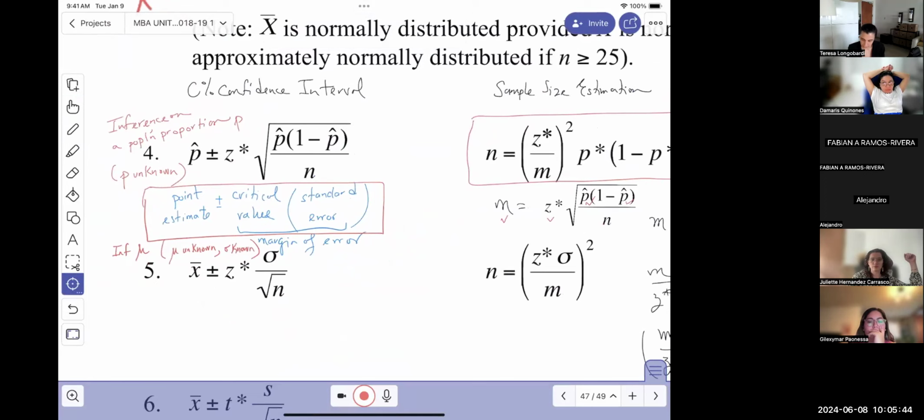Then we have similarly the sample size estimation here, which is taking the margin of error, which is just this part. This is the plus and minus, the margin. This is going to be M. And then we isolate for N using algebra. We have this formula and we see the interrelationship between N and M. So let's go and try some of these, and then we'll get to the hypothesis testing.